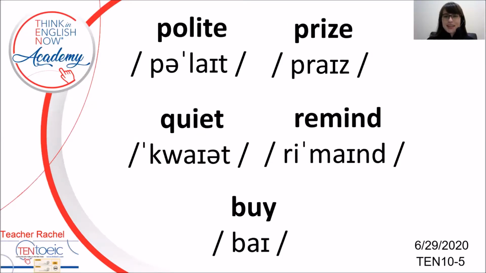Polite. This is when someone uses words like please, thank you, they're very kind. That is a polite person. So this is an adjective. For example, parents teach their children to be polite.